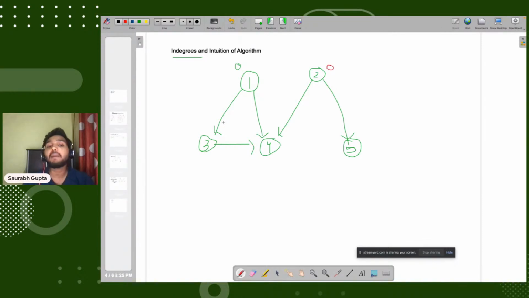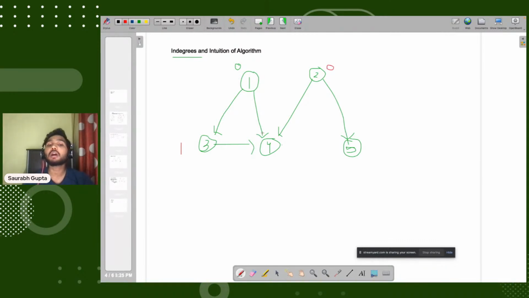Now let's calculate the in degree of this vertex. How many incoming edges can you see on this particular 3? It is equal to 1, because this is an incoming edge. We're not talking about outgoing edges, so the incoming edge is only 1, and the other one is an outgoing edge.